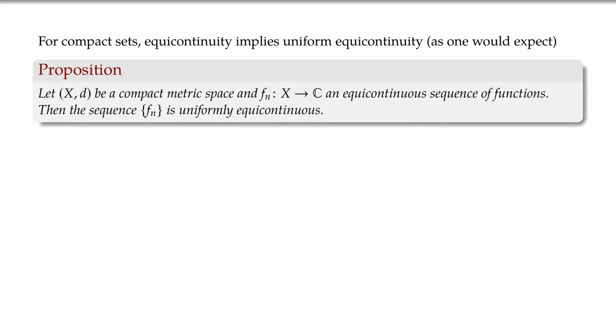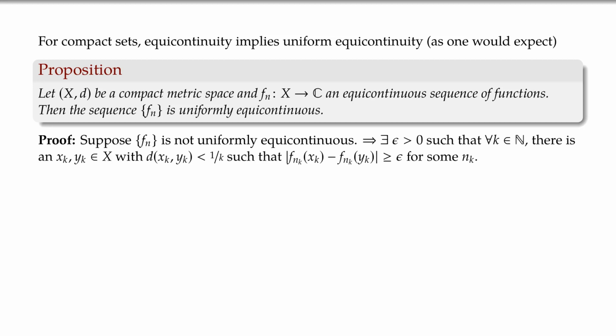So here's the proposition: if we have a compact metric space, and a sequence of equicontinuous functions, right? So this is an equicontinuous sequence of functions, then the sequence is actually uniformly equicontinuous. So basically we're going to do it by contrapositive. So suppose that it's not uniformly equicontinuous. We're going to show that there exists at least one point in X where the sequence is not equicontinuous.